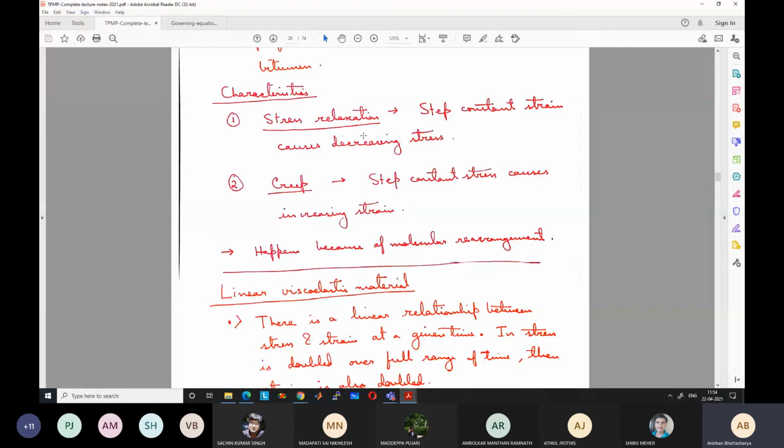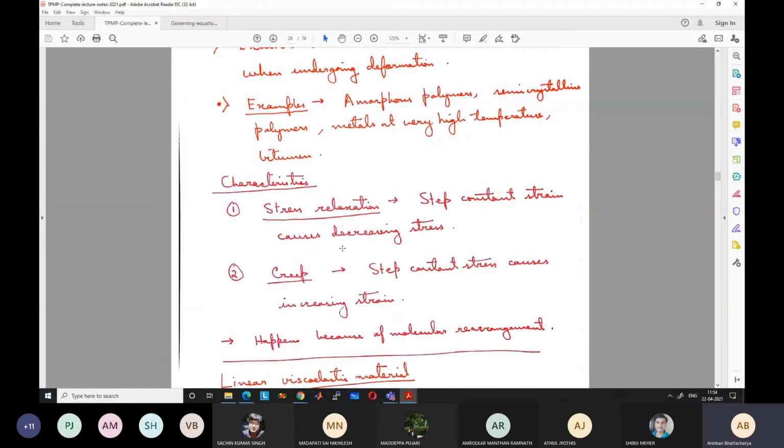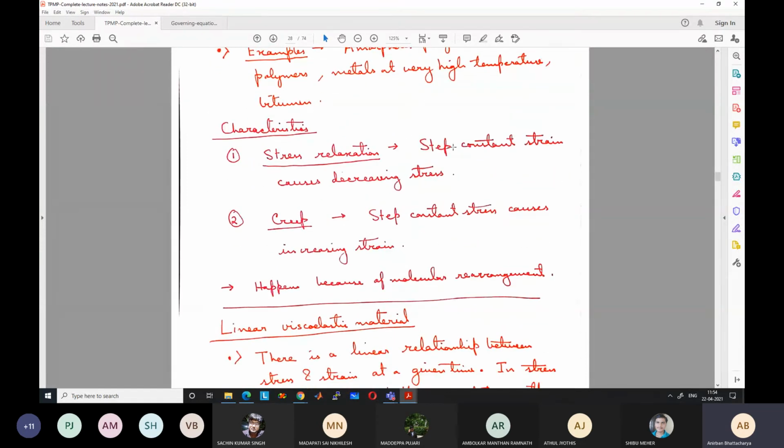So these are the two main characteristics of viscoelastic material. One is that if you provide a constant strain, constant deformation, the stress keeps on decreasing. On the other hand, if you provide a constant stress, the deformation keeps on increasing, the strain keeps on increasing. This happens because of molecular rearrangement.